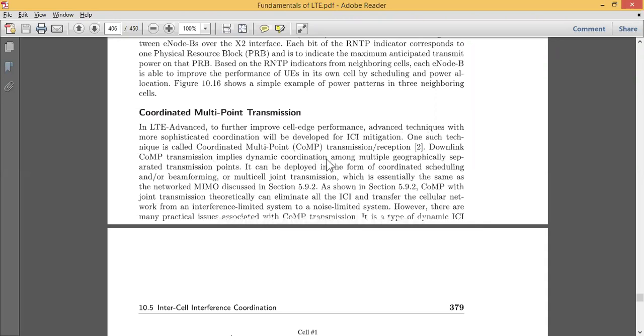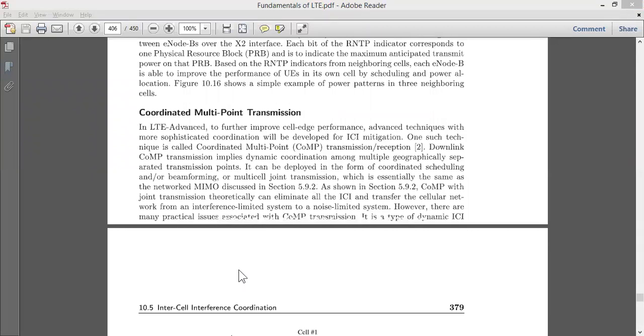One of the techniques where we can improve the cell performance is called coordinated multi-point transmission, or it can be reception. Basically, in downlink coordinated multi-point transmission, it makes use of some kind of dynamic coordination among multiple geographically separated transmission points. They can be deployed in the form of coordinated scheduling, or by making use of beamforming, or in terms of multi-cell joint transmission. In this way they achieve better noise cancellation.